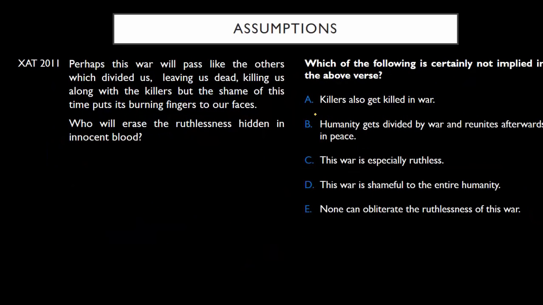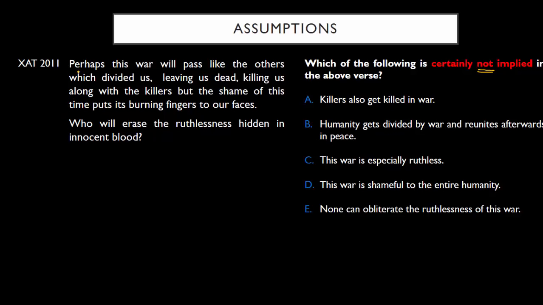Let's look at the third question on assumption. This is from XAT 2011. The question says, which is certainly not implied. So the key is that implied is another word for assumption. Implicit, something that is hidden, by the way. Which of the following is not implied? Which of the following is not assumed in this particular argument? So let's just read this.